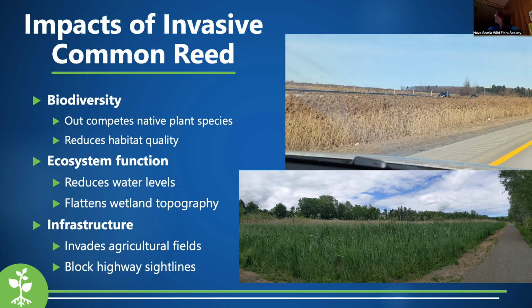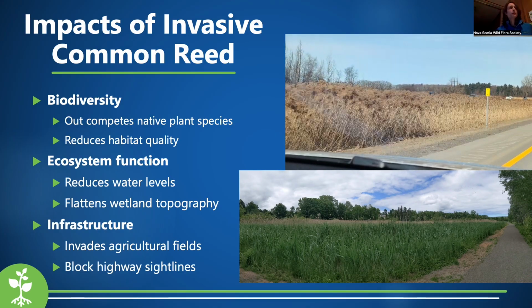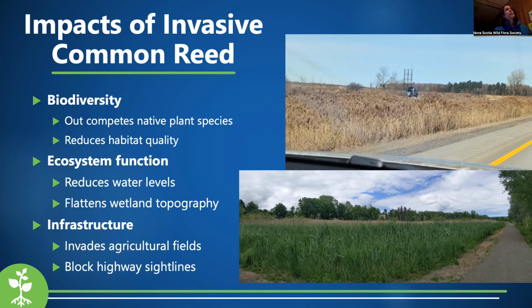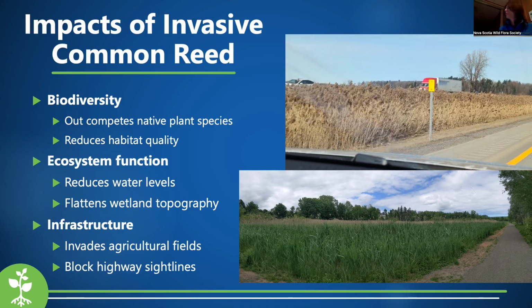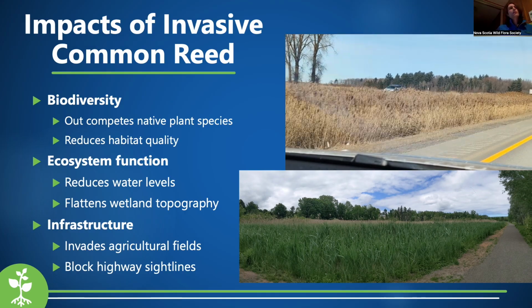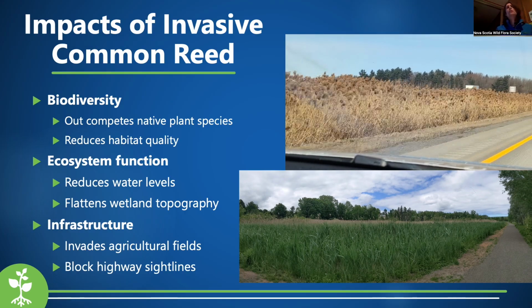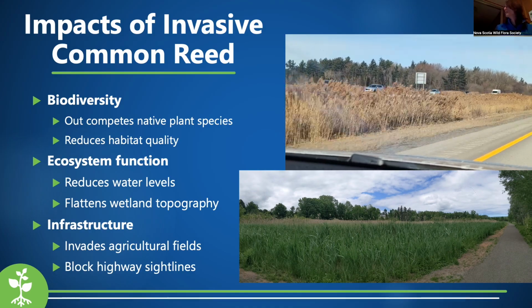So in terms of the impacts of this plant species, biodiversity is a big one. It outcompetes native plant species. It's a wetland species, so it gets into wetlands and takes over. It can also reduce habitat quality. In particular, this is where it impacts the Blanding's turtle, by reducing basking sites as well as nesting sites.